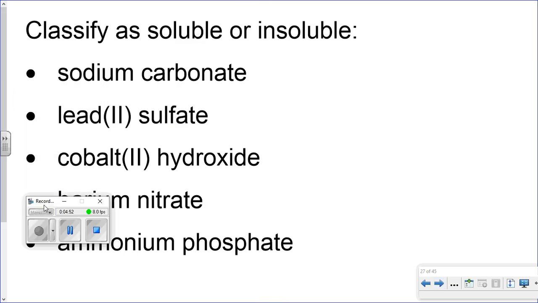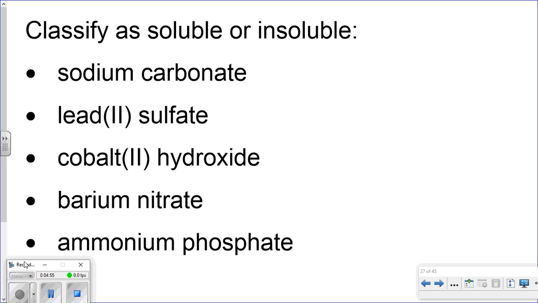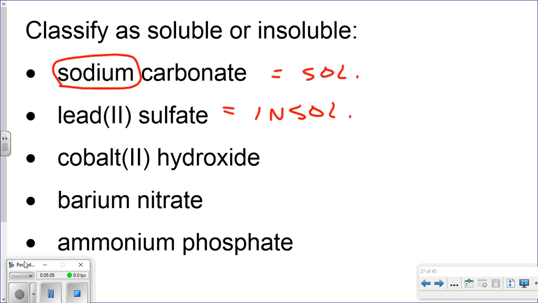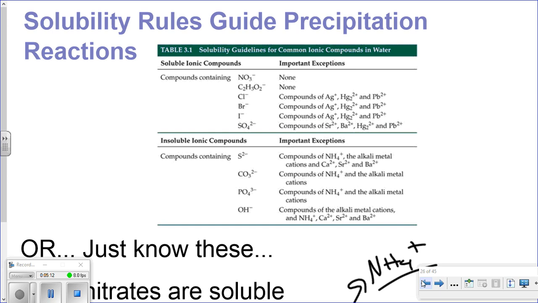Let's get this out of the way. Sodium carbonate, is that soluble? This is going to be soluble. Why? Because this is a group 1 metal compound. Now lead 2 sulfate, I'm going to guess as being insoluble. Let's take a look at our rules. Lead 2 sulfate. Here it says sulfate compounds are in the soluble area, but here it says this is an exception to being soluble. So lead 2 sulfate is insoluble. That's how you would interpret that chart.